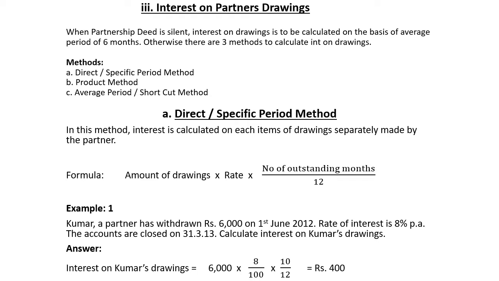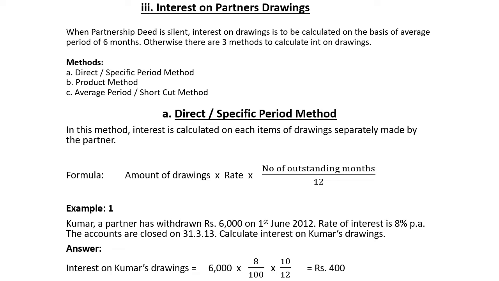In the last class, I had discussed with you the first two adjustments, that is distribution of partners' profits and interest on capital. Today we will go to the next adjustment, interest on partners' drawings. When partnership deed is silent, interest on drawings is to be calculated on the basis of average period of 6 months. To calculate interest on drawings, we have to follow three methods.